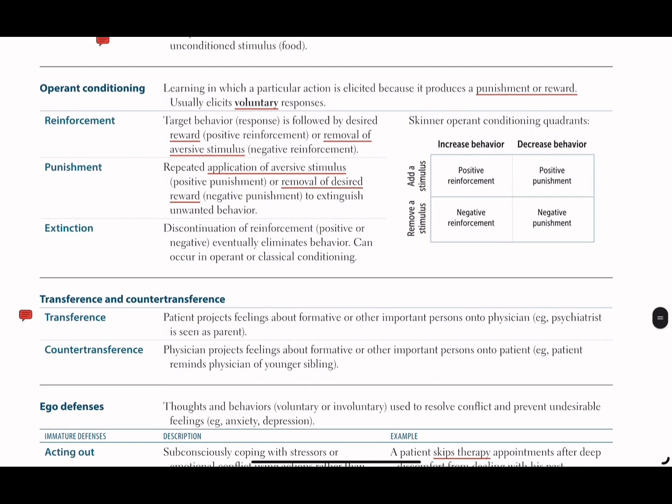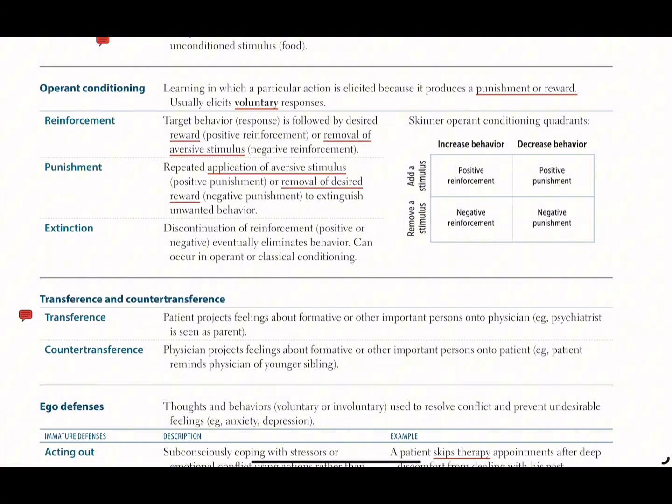Operant conditioning: learning in which a particular action is elicited because it produces a punishment or a reward. It usually elicits voluntary responses. We have two types of operant conditioning, reinforcement and punishment. Reinforcement is when the target behavior or response is followed by a desired reward, which is positive reinforcement, or by removal of an aversive stimulus, which is negative reinforcement. Punishment is the repeated application of aversive stimuli, positive punishment, or removal of a desired reward, negative punishment, to extinguish unwanted behavior.